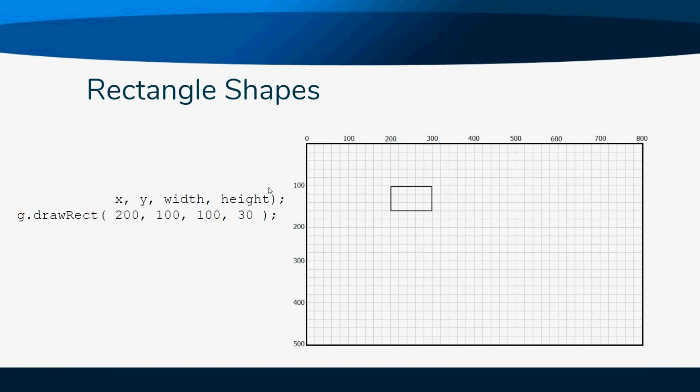If we wanted to draw, say, a rectangle, you need to know the x and the y of the upper left corner of the rectangle, and then you need to know the width and the height. If we look at this rectangle, 200 is the x, 100 is the y, so this is 200, this is 100. The width is 2, 4, 6, 8, 100 pixels, and the height is 30 pixels? 20, 40, 60. The height's actually 60 pixels on this.